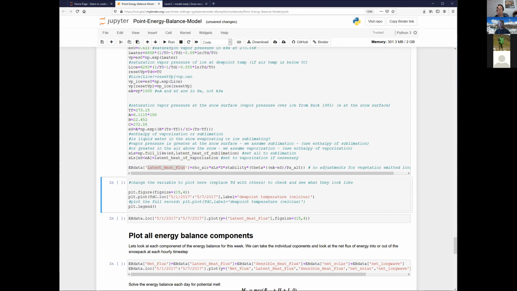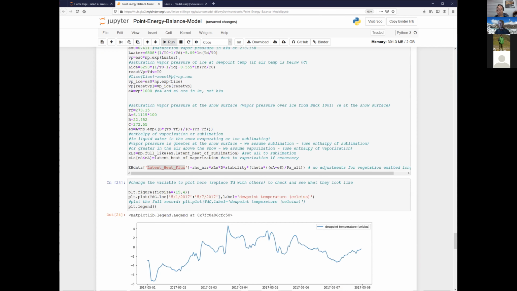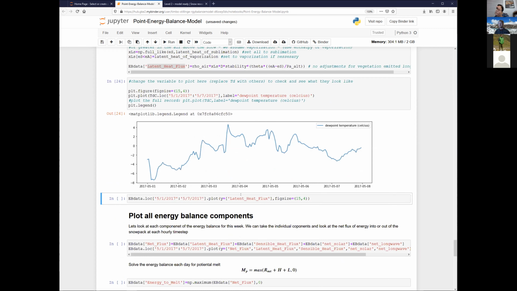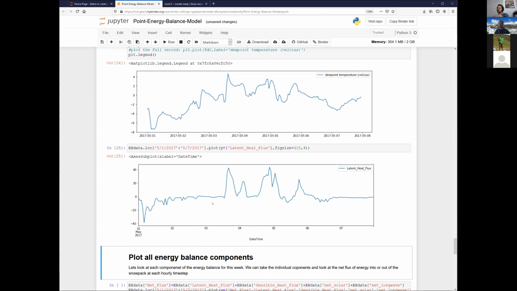And to look at it, let's run this. This shows the temperature above the snowpack, but what we care about is this next plot, which is the latent heat flux at the surface of the snowpack over this 5-day period in May. And we can see here that it goes both negative and positive. So if it's negative, what does that mean? Does that mean that we have water vapor being deposited on the snowpack, or does it mean that we have snow sublimating off the snowpack?